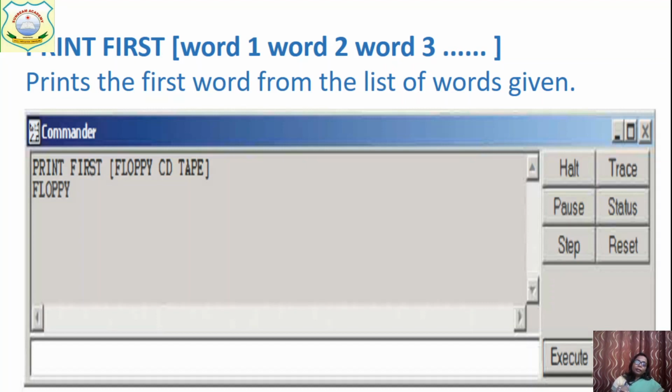So far what was it? The first letter of the word. Now we want the first word from a list of words. We have many words and we want to print the first word. For that we will put the bracket. Just write print first and then word 1, word 2, word 3. In brackets we write the list of words and the answer should be the first word. Got it? In this way we'll get the first word from the list of words.